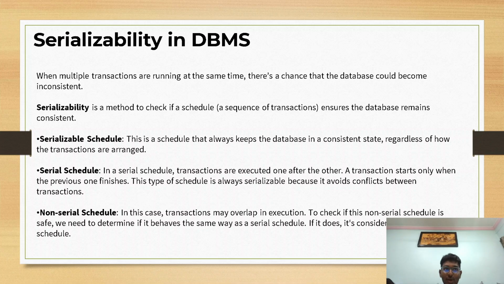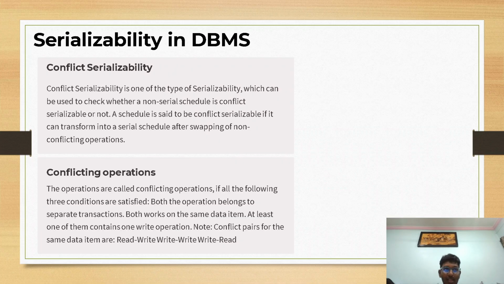So what is a serial schedule now? In a serial schedule, transactions are executed one after the other. The transaction starts only when the previous one finishes. Just as we have discussed now. And what is a non-serial schedule? We have discussed. Now, what is conflict serializability?